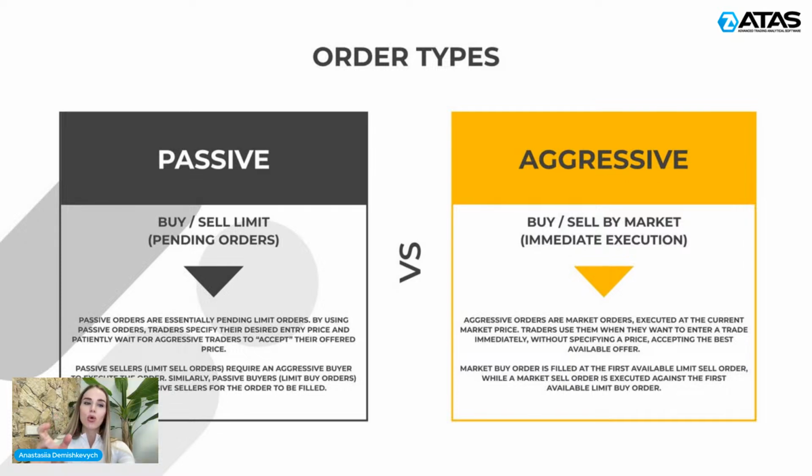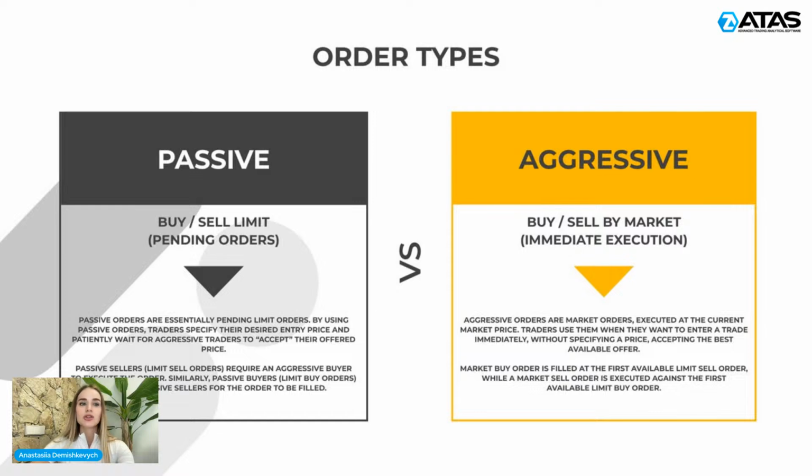So the buy limit order is matched with the sell by market order. On the other hand, aggressive market participants are traders who enter using market orders, as you probably already guessed or learned on our previous session. So when you click buy by market or sell by market, you automatically become an aggressive side of the trade.